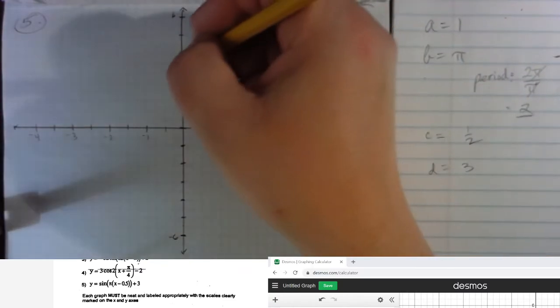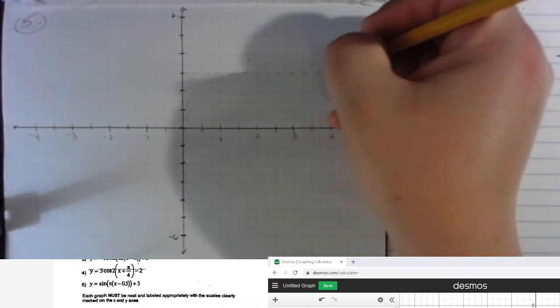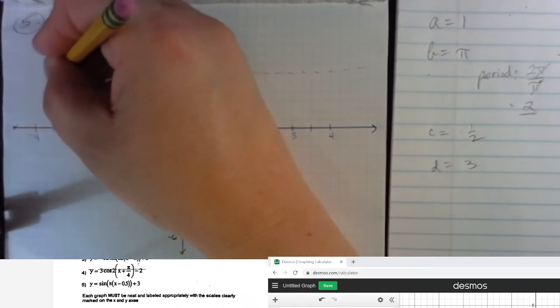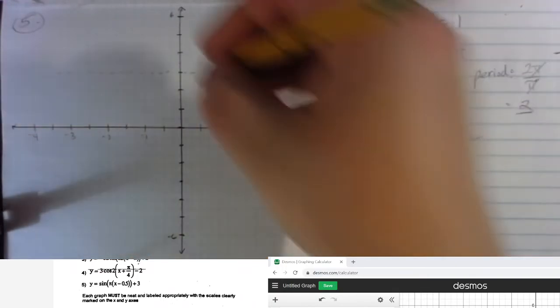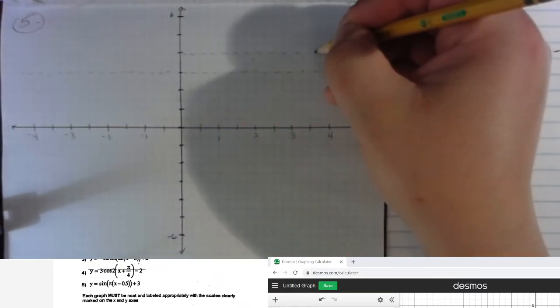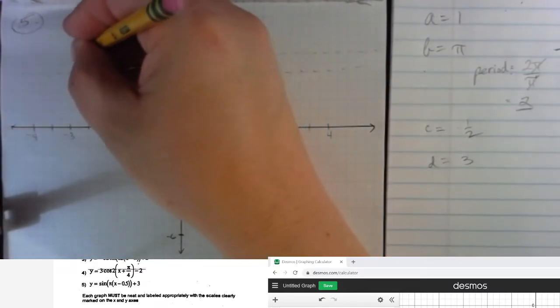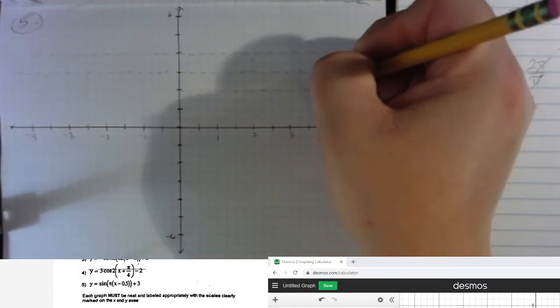So starting at a central axis of 3. There we go, central axis of 3. And we go up 1 from there. And we go down 1 from there. There's my maximum line. There's my minimum line.